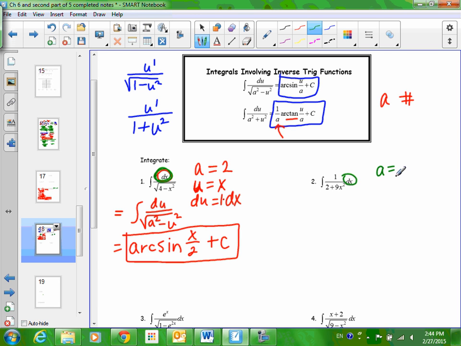So then A, what's A? It's not 2. It's square root of 2. Remember, this thing is really a squared, so A is square root of 2. That's going to happen from time to time.